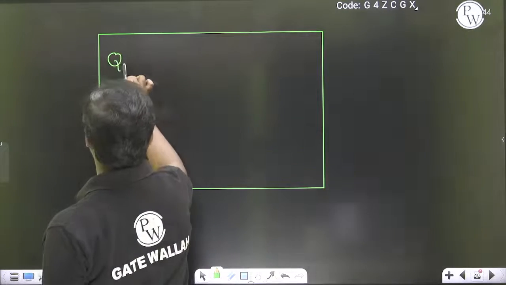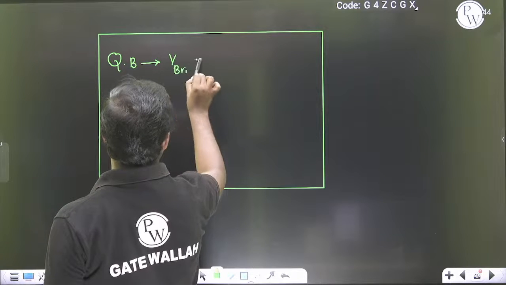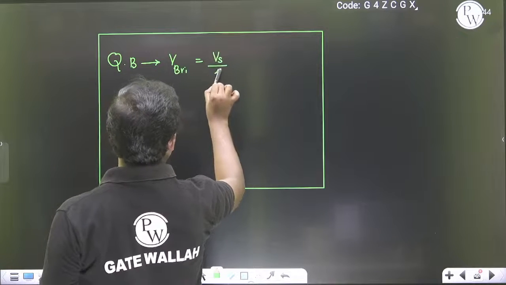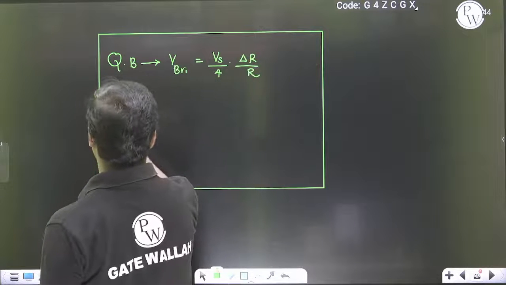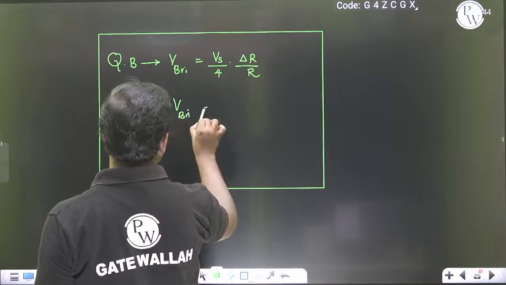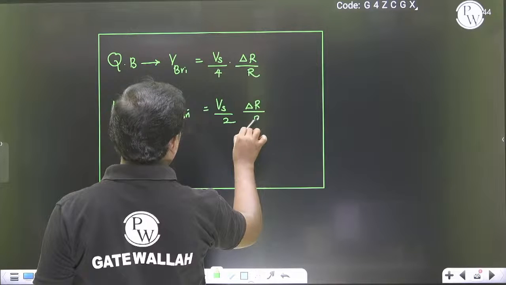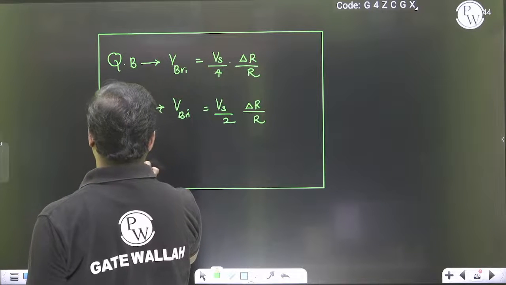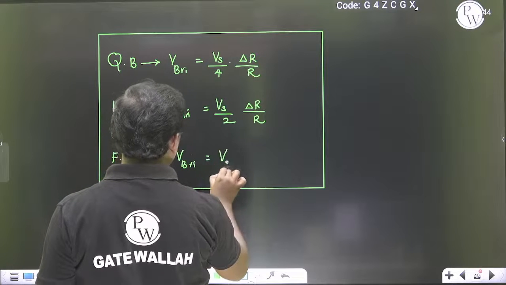Quarter bridge: V bridge is equal to Vs by 4 into delta R by R. Half bridge: V bridge is equal to Vs by 2 into delta R by R. Full bridge: that is Vs into delta R by R.